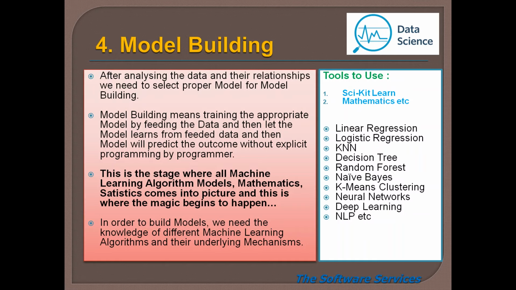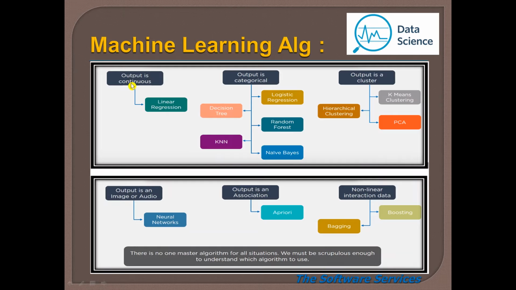So in model building, it will depend upon the machine learning algorithm. Which algorithm to use will depend upon your requirement. If you want prediction, if you want to predict a continuous data type, then you need to use linear regression. So our business requirement, or our problem, is to predict the tip based on the total bill.